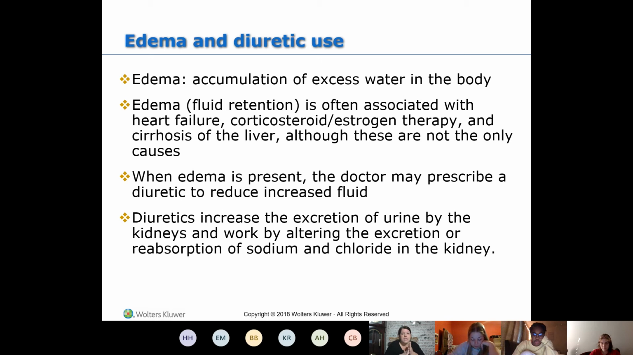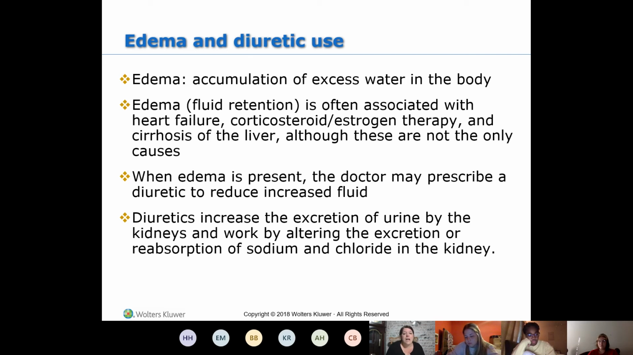We also call it fluid retention, and it's often associated with heart failure, corticosteroid or estrogen therapy, and cirrhosis of the liver. Those are the three main causes of edema. Sometimes there are additional causes, but when somebody has real deal pitting edema, those are usually the causes. Doesn't mean if your legs swell after a long day that you have heart failure, but at the end of the day, those are the three main things.